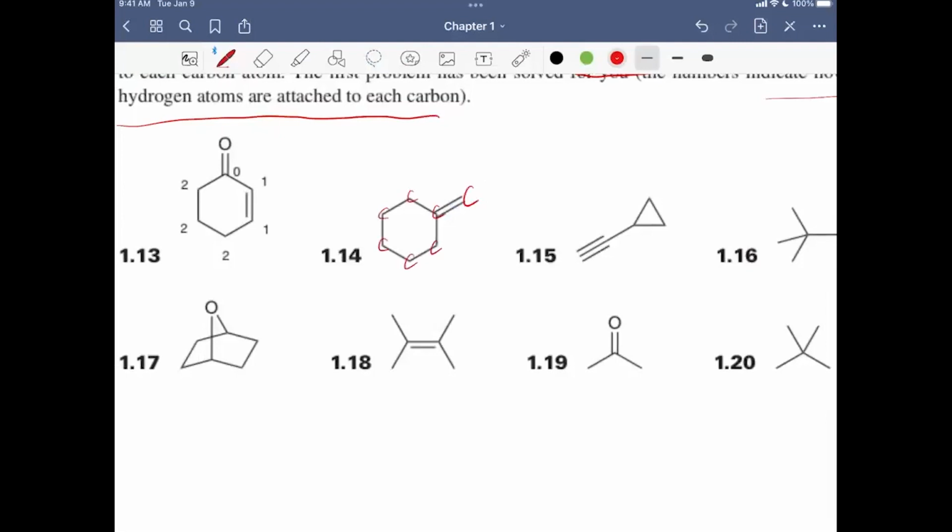If you want more information about bond line structures, I highly recommend you watch that first video that I made. But this has 1, 2, 3, 4, 5, 6, 7 carbons. Remember that at each little zigzag or corner, whatever you might call it, that indicates a new carbon. So we got 7 carbons.